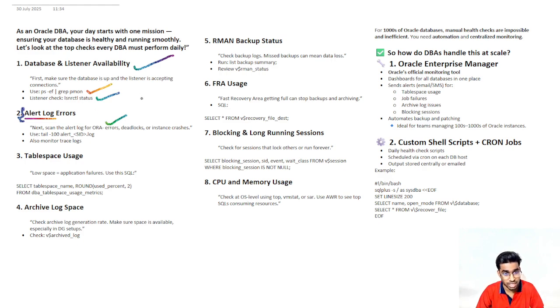and make our DB stable. We will also get deadlock errors, and if the instance gets crashed, those will be logged into this alert log file. The path of this alert log file will be the diag path. I will be discussing more about this in the next video, and we will also be monitoring the trace logs. This is the second checklist we saw.